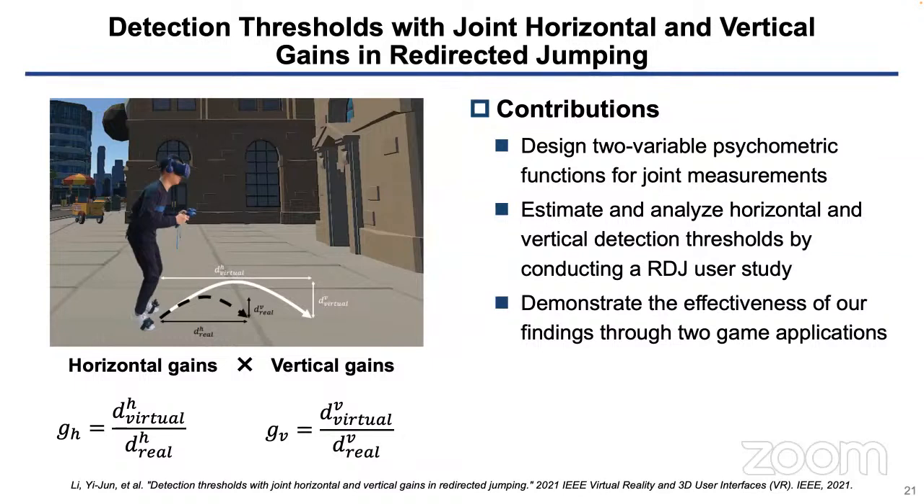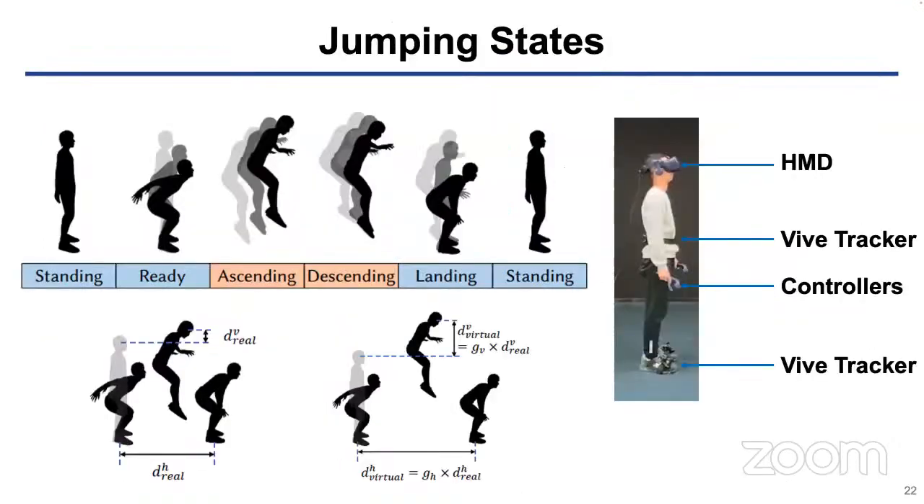So to do so, we have to divide the jumping into states. We divided the jumping into the standing, the ready, the ascending, the descending, and the landing states. This can be detected using the head-mounted display and also the tracker and the controllers. So we can easily determine the state the user is currently in. This is an example of the real and the virtual jumping states manipulated by the vertical and the horizontal gains.